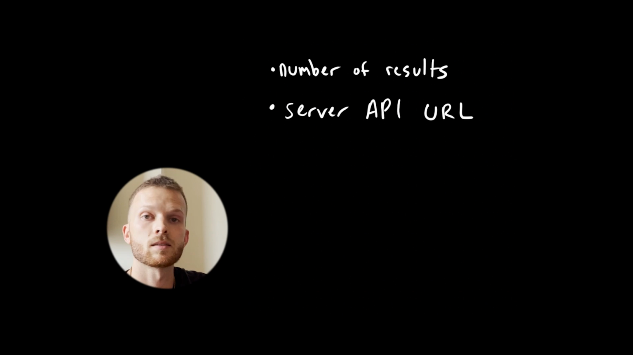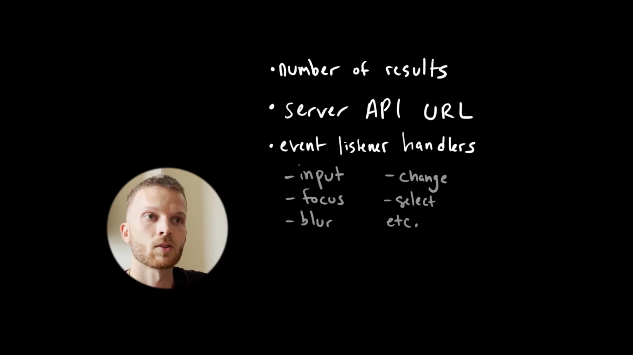We should pass the URL of the server API. We should pass some handler functions for event listeners, for example, input, focus, blur, change, select. For any one of these events, we want the developer to be able to customize the resulting behavior.